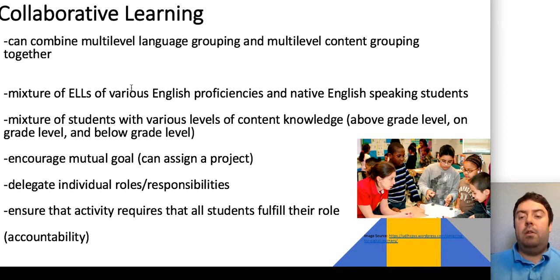So we talked about this a little bit already, but collaborative learning is a scaffold in general, and it's beneficial for all students. Students really appreciate learning from their peers. They're more likely to be engaged. They're also more likely to be motivated to complete a task because they feel like they have to do a good job to support their group. They don't want to let their peers down.